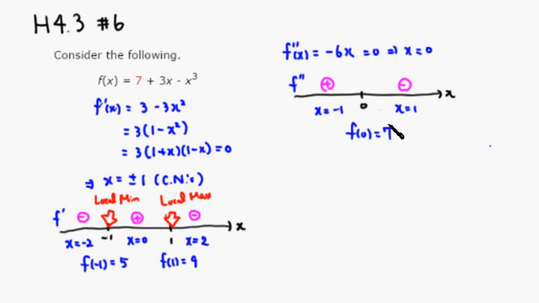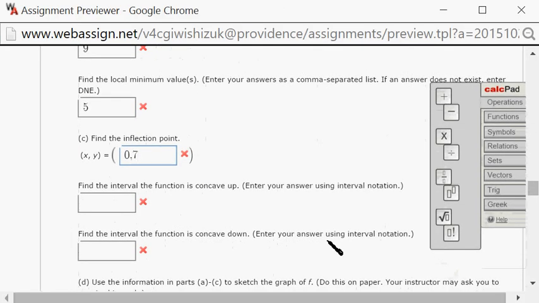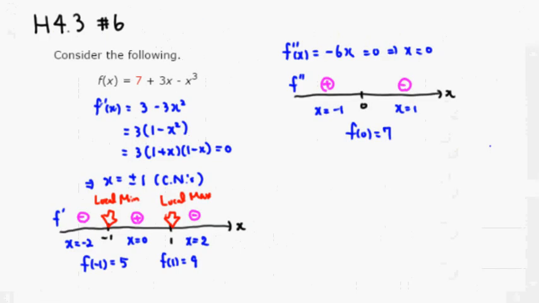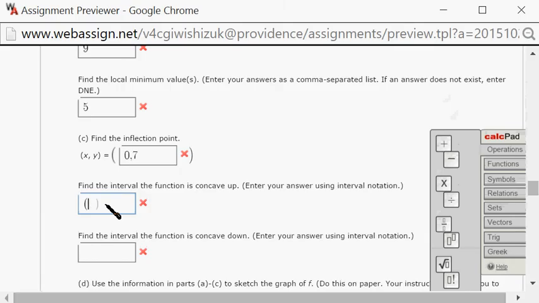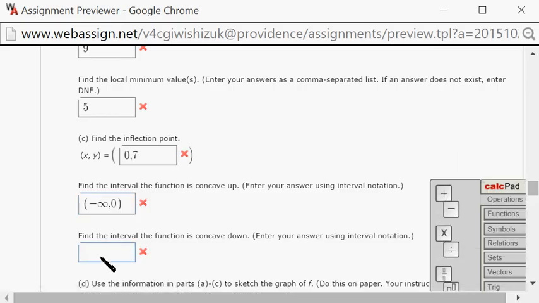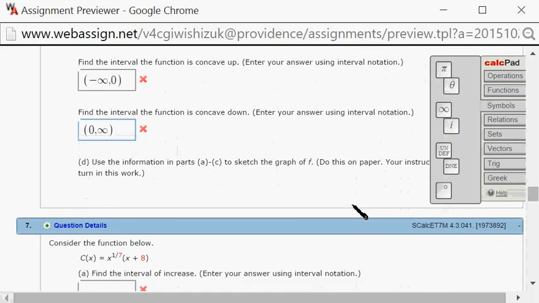So let's enter that. The inflection point is going to be (0, 7). And the concave upward is before 0, so it's negative infinity to 0, and after 0 it's concave down, so 0 to infinity.